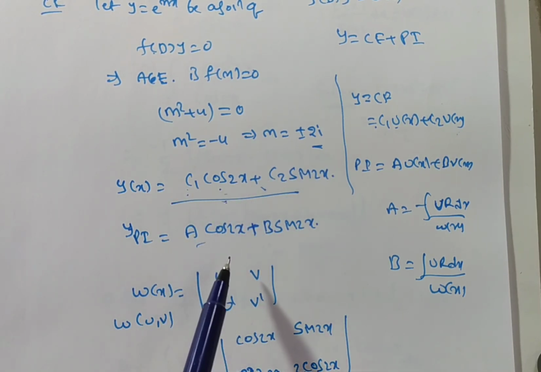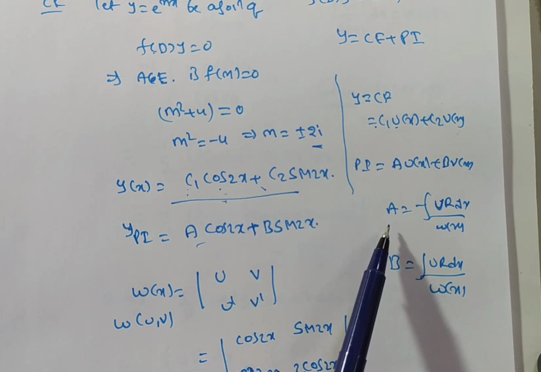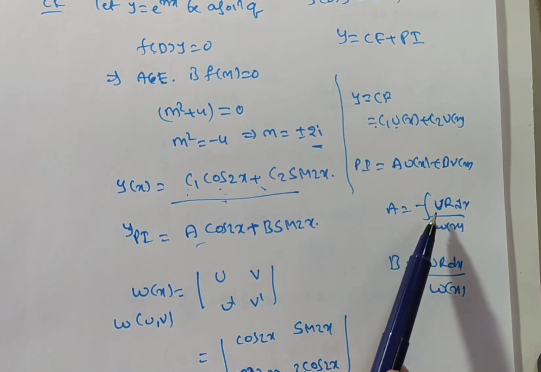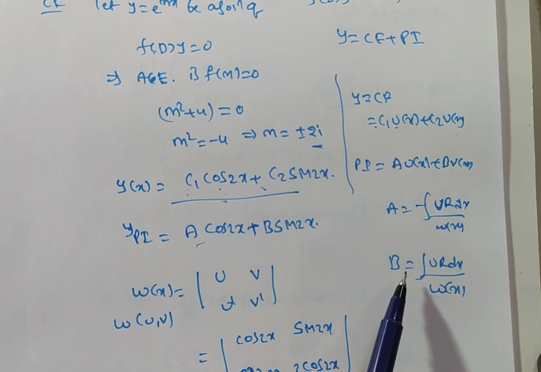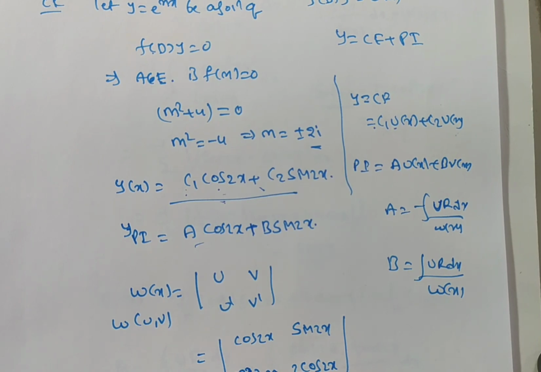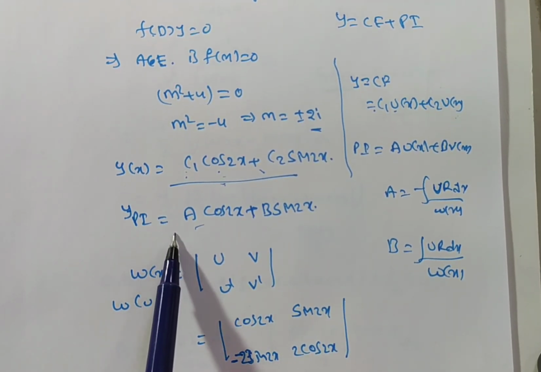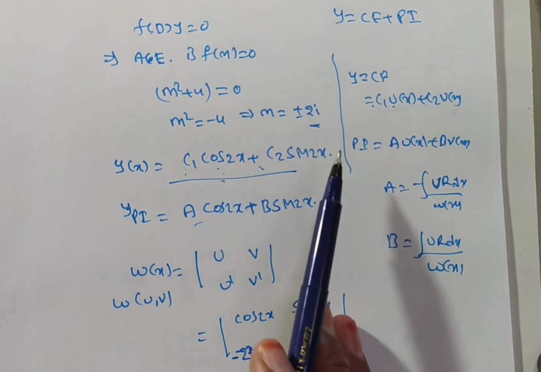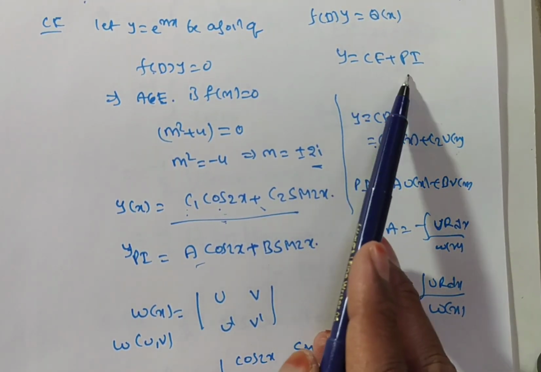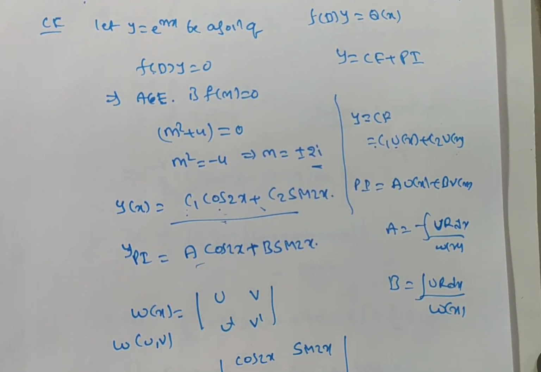How can you get a and b? We have a formula for this. In the variation of parameters, a is equal to minus integral of v r dx by w of x and b is equal to the integral of u r dx by w of x. So now you will get the answer. Substitute the a and b values in the particular integral. Now the general solution is nothing but complementary function plus particular integral. Now you add these two. That is the final solution of the method of variation of parameters.